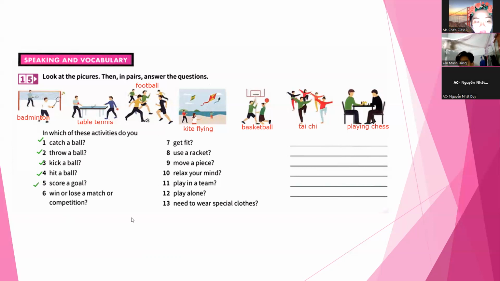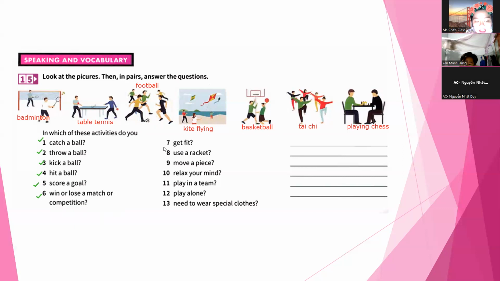With this one, we have a goal. Actually, the only answer for this one is football. In basketball, we don't have an entire goal; it is the way you shoot. That's a score. Unlike in football, there's a certain goal. In which of these activities do you win or lose a match or competition? There's a lot. Badminton, table tennis, football, basketball, and playing chess. Of course, because you are competing with someone, right?